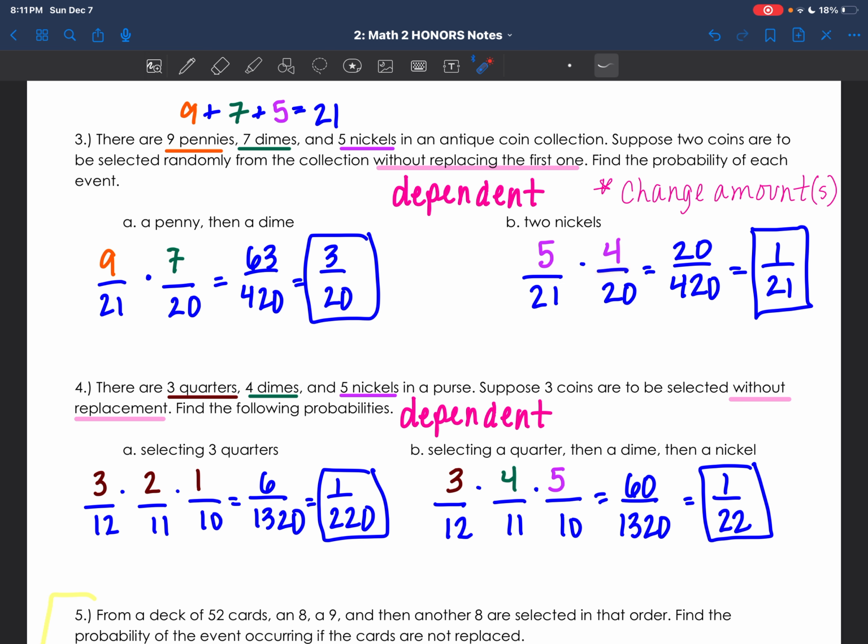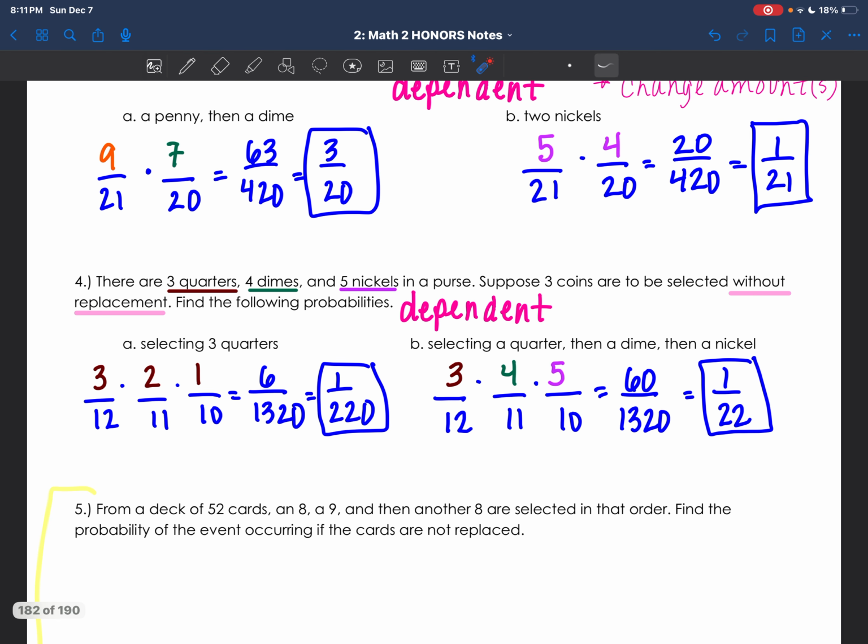And then since I did not replace, instead of 21, I'm now at 20 coins within the collection. So then go ahead and multiply them and you'll get 1 over 21. So your probability is 1 over 21.